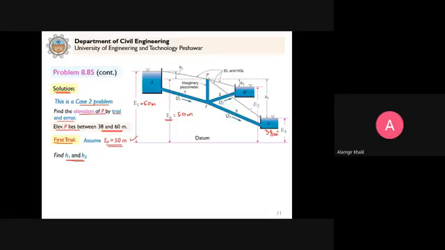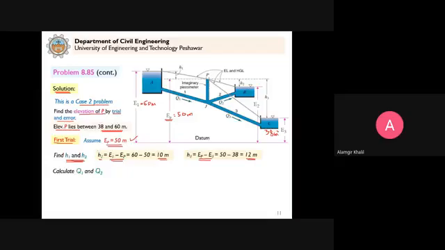We don't know about E2. This is unknown, but we know about this, so we can use the relationship: E1 is equal to EP plus H1, and EP is equal to H3 plus E3. So we can calculate H1 and H3. H1 will be equal to E1 minus EP, and this comes out to be 10 meter. And H3 will be equal to EP minus E3, so this comes out to be 12 meter.